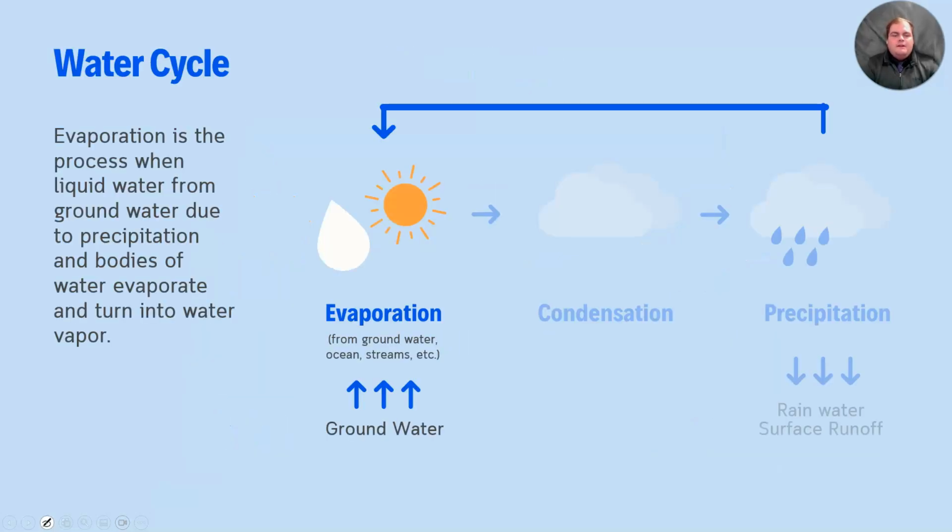So first we're going to talk about evaporation. Evaporation is the process when liquid water from groundwater due to precipitation and bodies of water evaporate and turn into water vapor. Now, the easiest way to put this is watching your hot kettle on the stove as you're making tea.